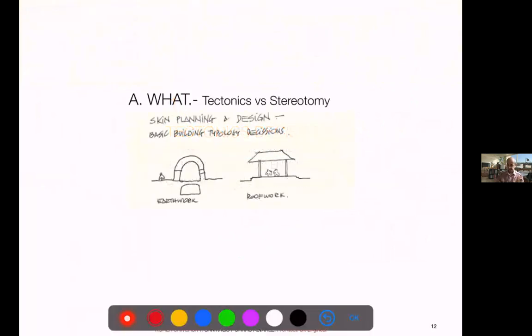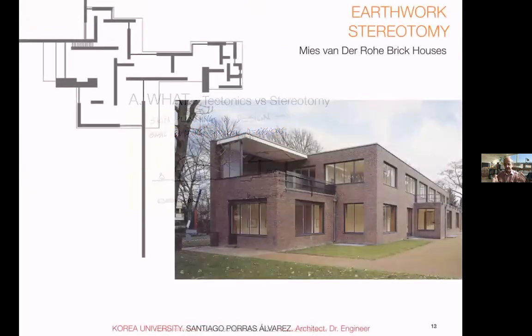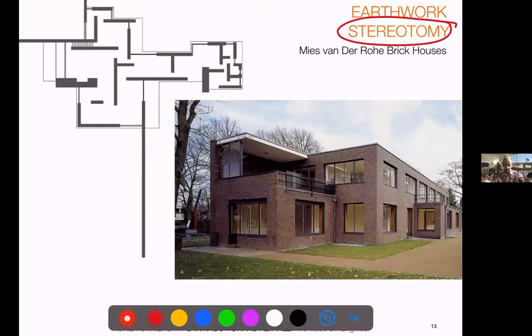First, tectonics versus stereotomy. Remember that stereotomy refers to heavy, massive construction, and I chose Mies van der Rohe just to celebrate his 100 years of the glass tower, in which, even though this is a modern building, clearly the mass is as important as the space. This is a massive construction.